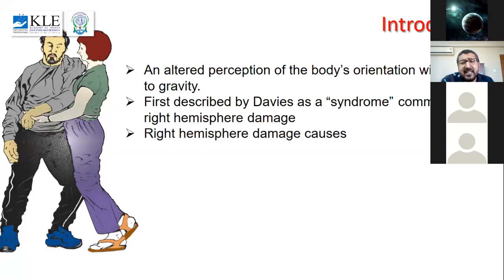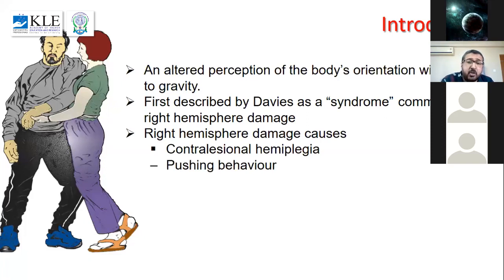Now, according to her, as well as based on the literature, this particular issue or behavior is seen basically in right hemisphere damage. And right hemisphere damage causes various other things other than the contralateral hemiplegia. It causes pushing behavior or Pusher syndrome.